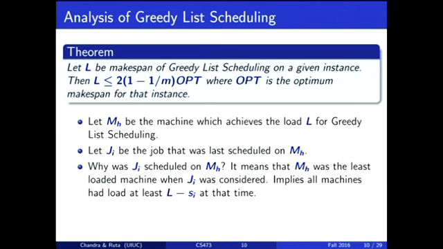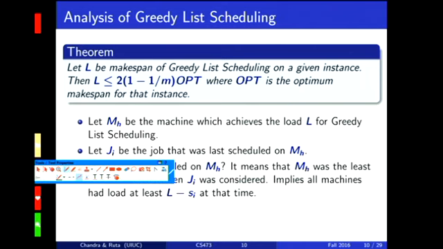Okay, so why did we schedule that last job on that machine? At that point, that was the minimum load machine. So how does the picture look? The picture looks like this.